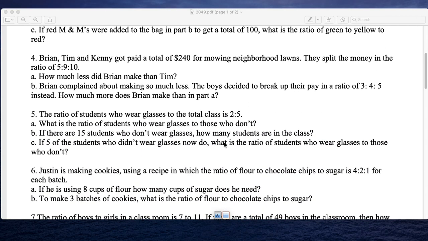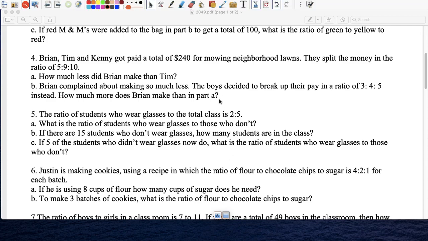Brian, Tim, and Kenny got paid $240 for mowing lawns. They split the money in the ratio of 5, 9 to 10. So think about this: for every $5 Brian gets, Tim gets 9, and Kenny gets 10. So let's add this up.